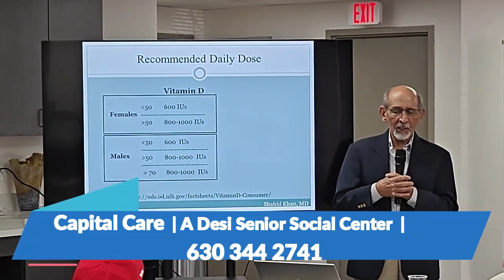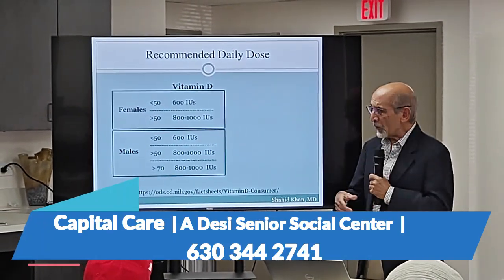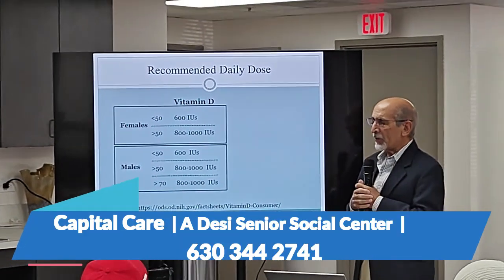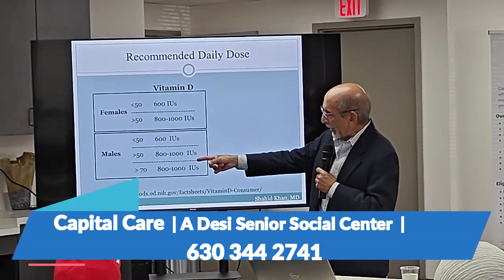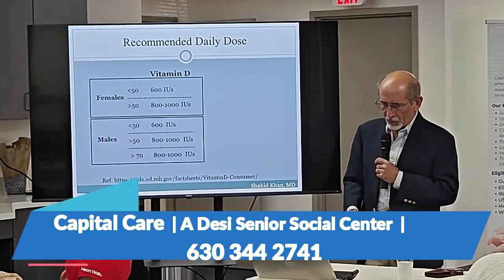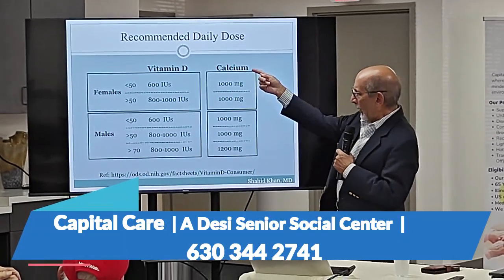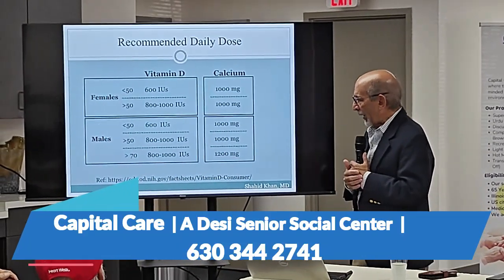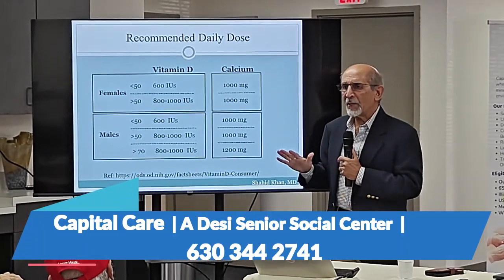Recommended doses of vitamin D in females are about 600 units, but above 50, about 800 to 1,000. In males about the same, but above 70, you go up to 800 units. And this is for vitamin D. For calcium, 1,000 milligrams, unless you get over 70, in which case 1,200 milligrams. And again, this is the maintenance dose.